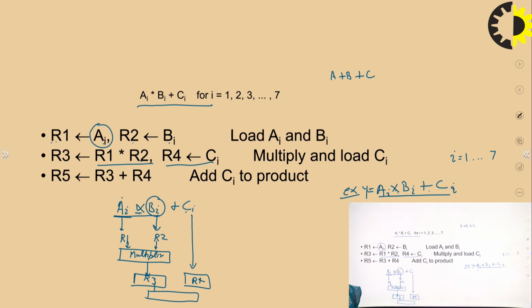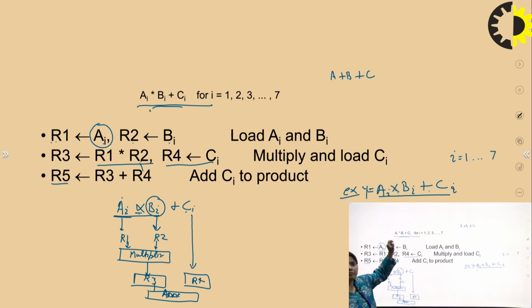Which particular circuit are you going to use? What is this? This is the plus. The plus means adder. You can use an adder here, and the result is R3 plus R4, which will be stored in R5. This is the simple process of this particular instruction.